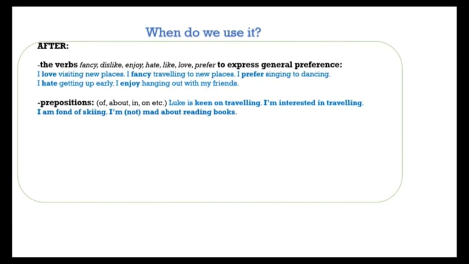After prepositions such as of, about, in, on, etc. Luke is keen on traveling. I'm interested in traveling. I'm fond of skiing. I'm not mad about reading books.